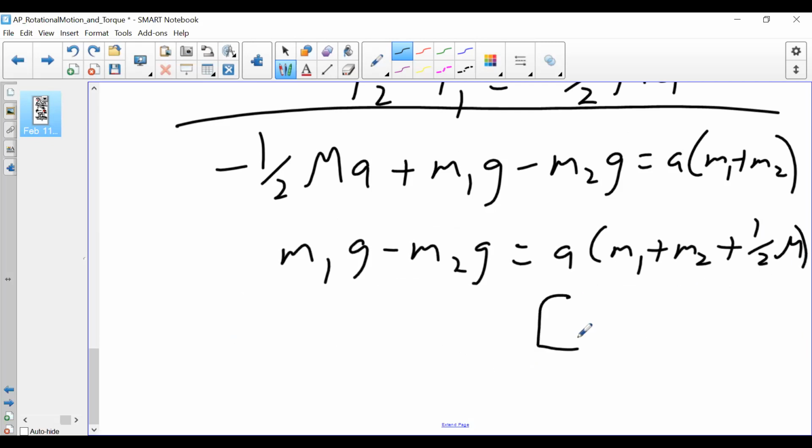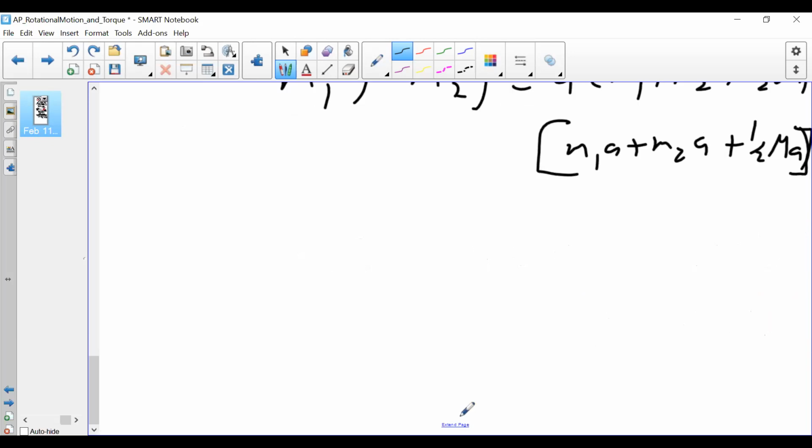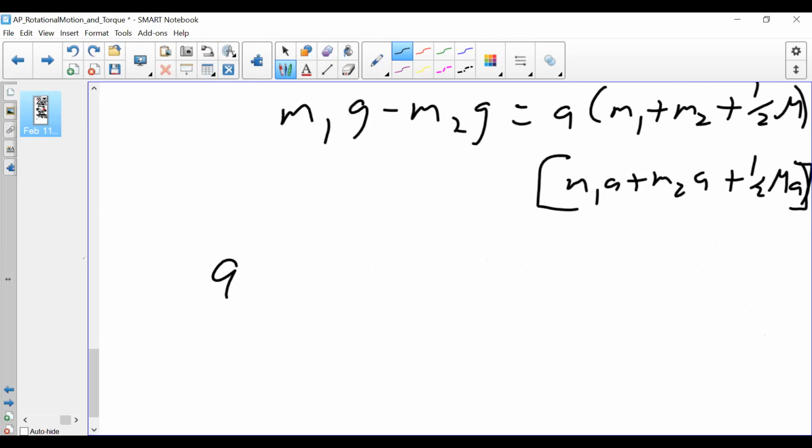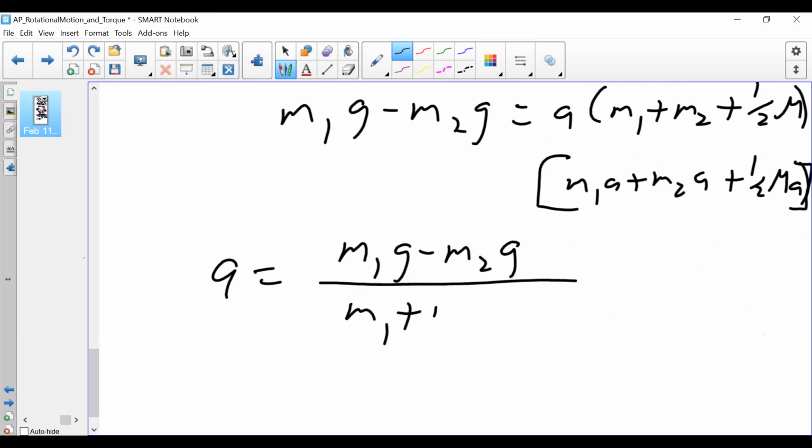How do we get that? Because this was, remember, m1a plus m2a, and I brought 1/2 over here, 1/2 big M A, and then I factored out A: m1 plus m2 plus 1/2 M. Divide, and A will be m1g minus m2g over m1 plus m2 plus 1/2 big M. Put in your numbers, and that'd be 2.1.